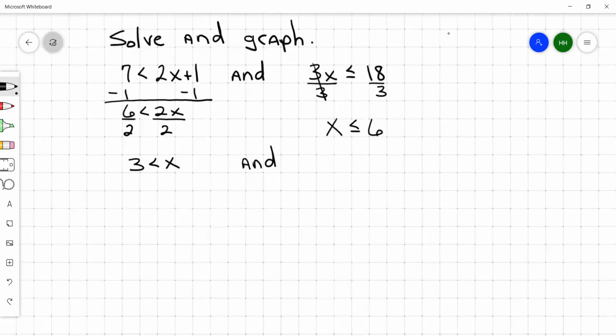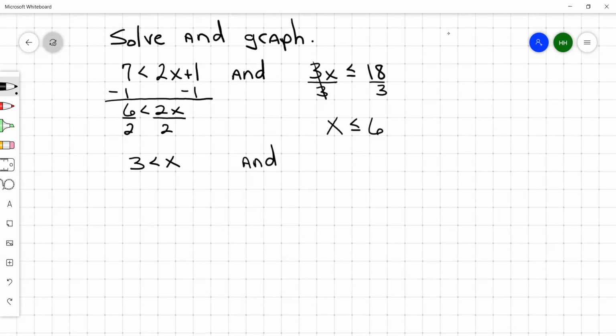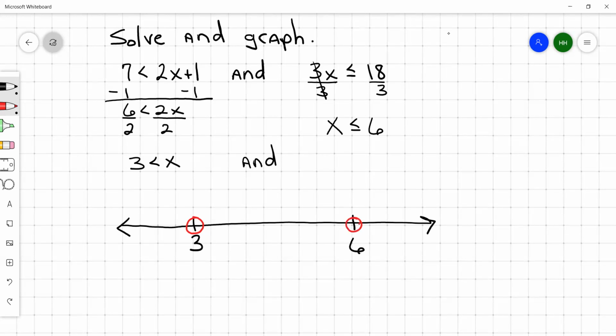Now, here's how these graphs work. Draw a number line. Put the 3 on it. And then put the 6 on it. Are we open or closed on the 6? I'm sorry, open or closed on the 3? Open on the 3. Open or closed on the 6? Closed on the 6. Now, x is less than or equal to 6, so we would be going this way.